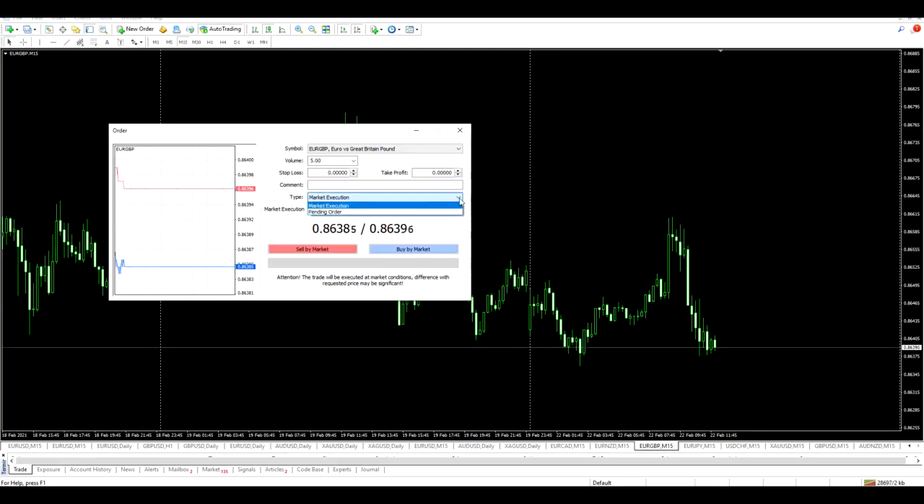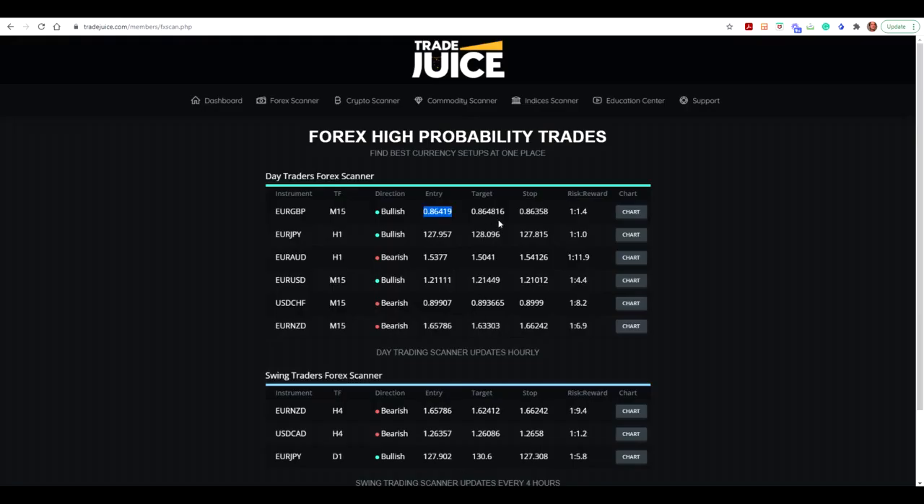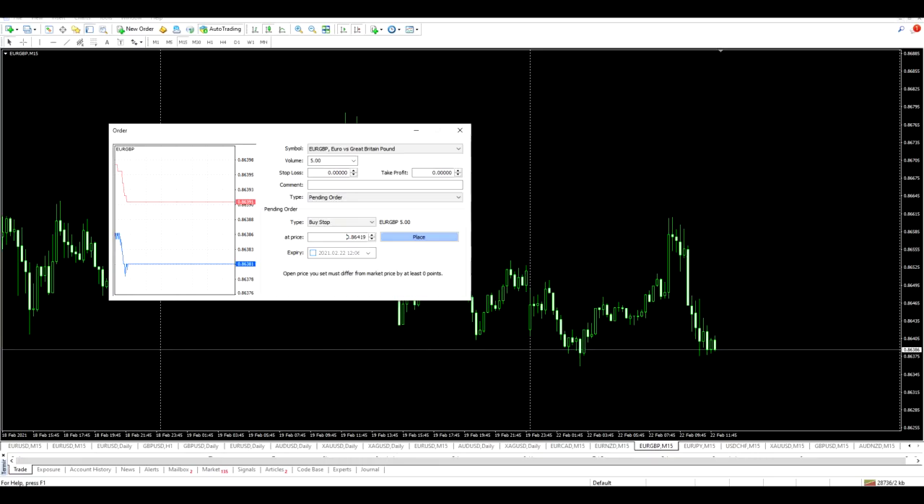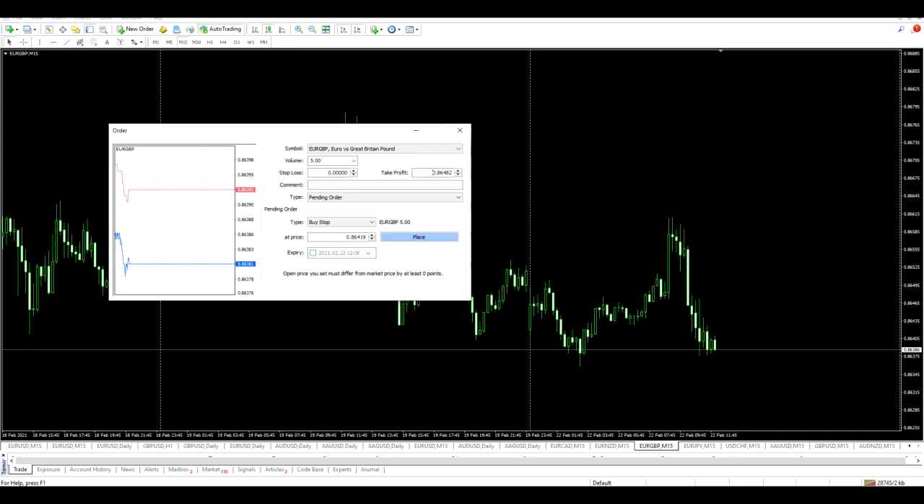And because price is not at that level yet, I'm going to enter a pending order, a buy stop limit at this price. It's as simple as that. I just put it in. And next, I'm going to set my target. That's just a copy paste situation here. I put that into my take profit area, and then I'm going to do the same with my stop loss. So here we go, and there's my stop.